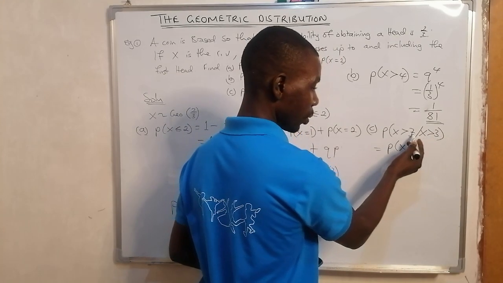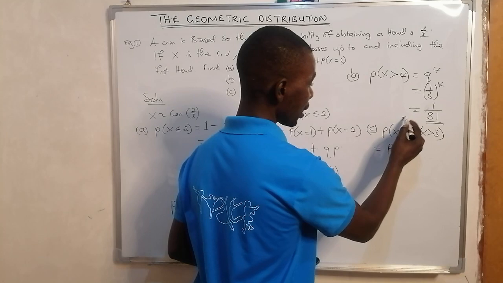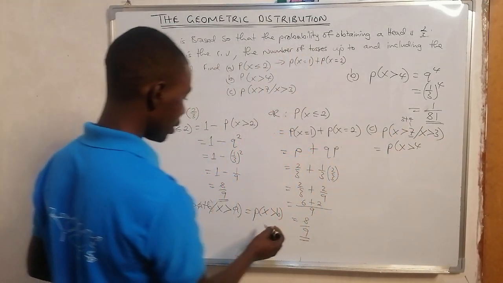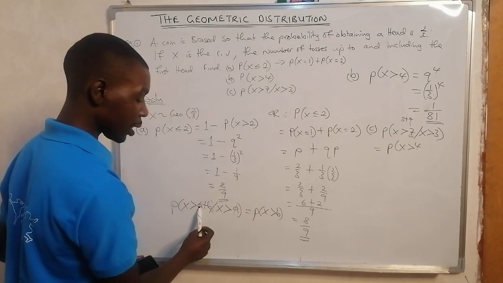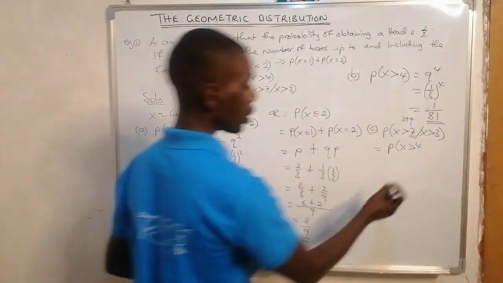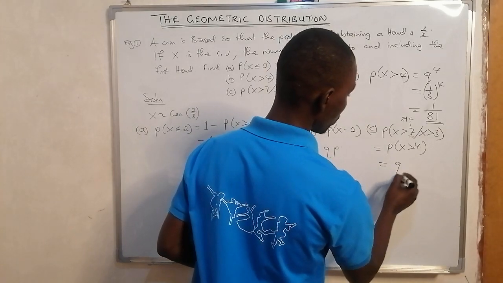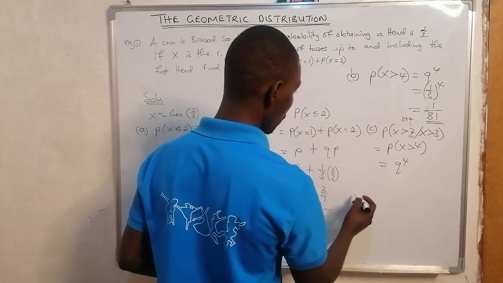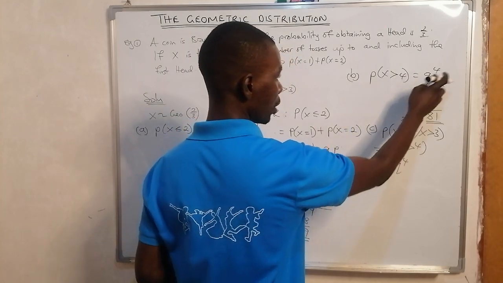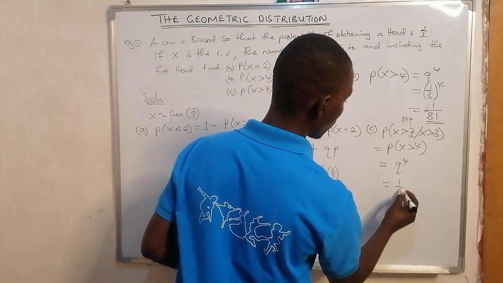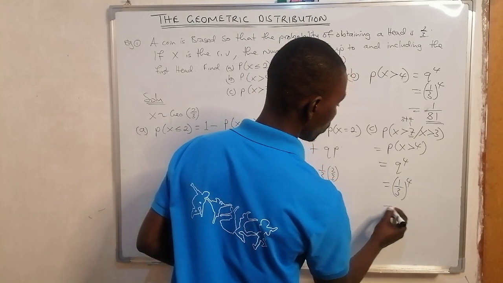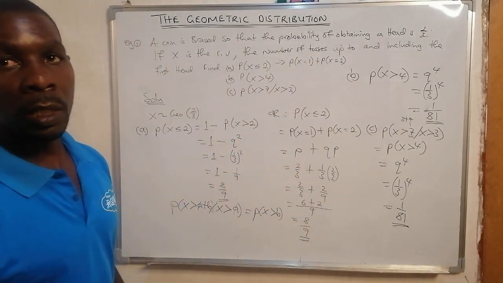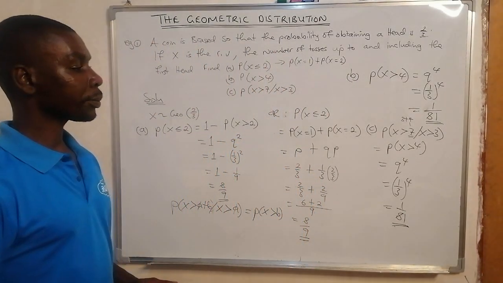3 will cancel with the other 3 here. 7 can be written as 3 plus 4, 3 will cancel with 3, like here a will cancel with a, then we remain with b. So in this case, we also have q to the power 4. Remember, we said P of x is greater than r will be q to the power r. So that will be 1 over 3 to the power 4, which is 1 over 81 again. Right, so this is how we use these results.